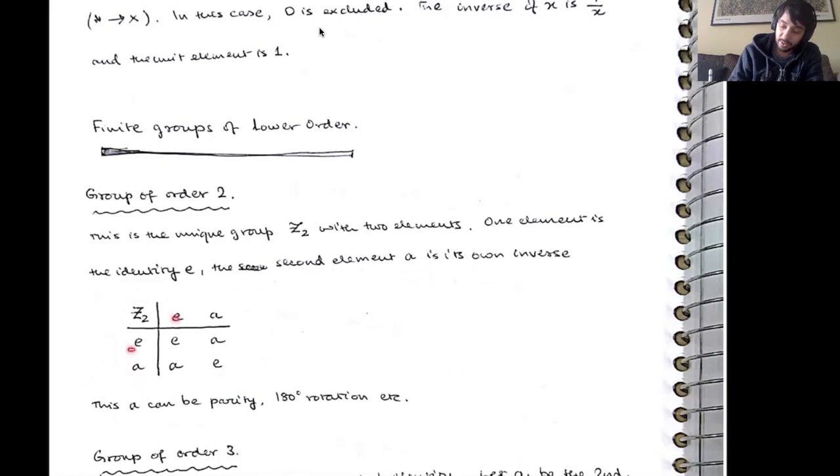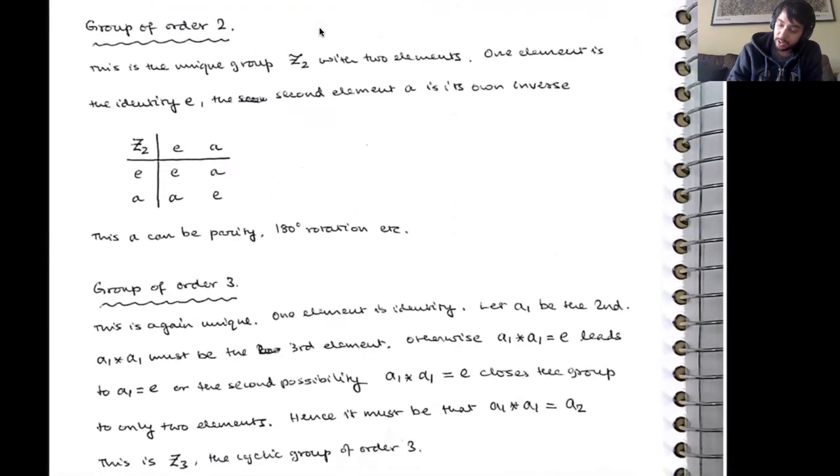E with E gives you E. E with A gives you A, which is clear. A with E gives you A again. And as it has to be, A with A has to close into something of the group itself. The only remaining thing is E, so it has to go to E. So A has to be its own inverse. This A can be reflections that we were saying at first, parity, 180-degree rotations, etc.